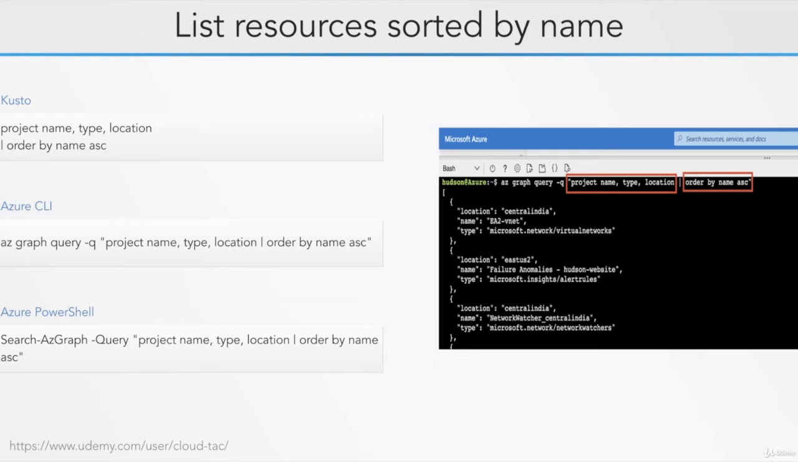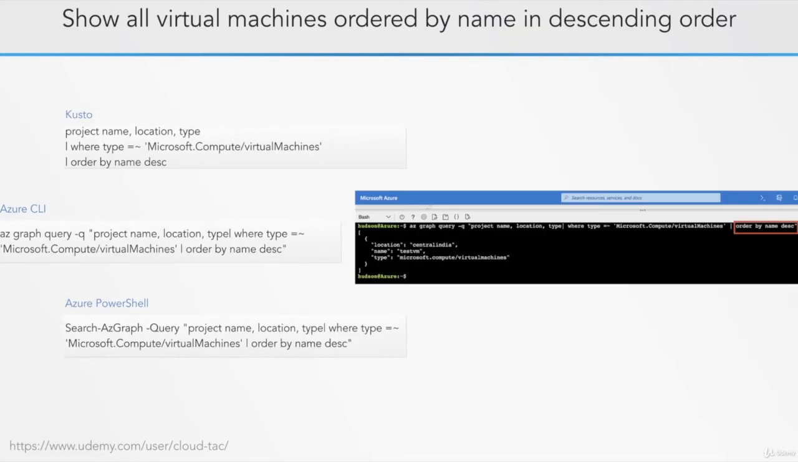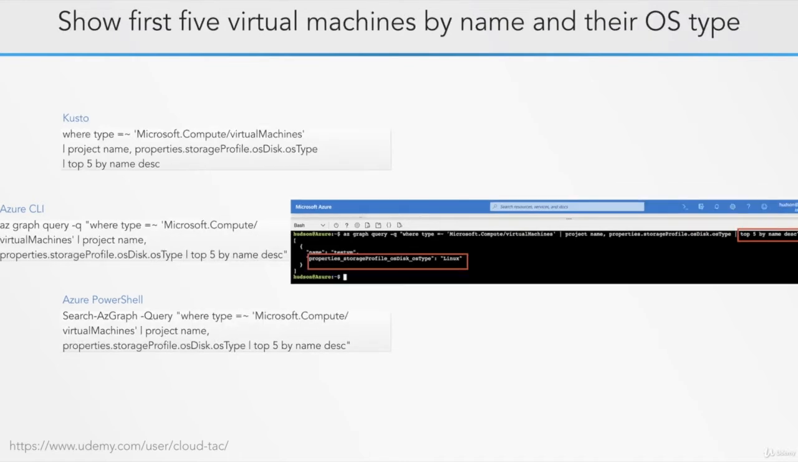It uses the operator order by to sort the properties by the name property in ascending order. Again, in this example, we make use of the order by operator to show all virtual machines ordered by name, but in descending order. The top operator performs similarly to the limit operator. In this example, we are limiting the output to the top 5 virtual machines.